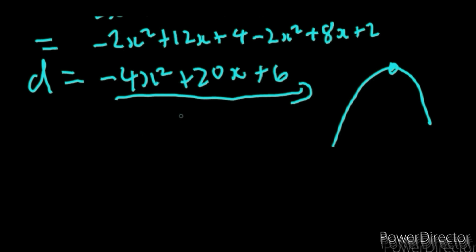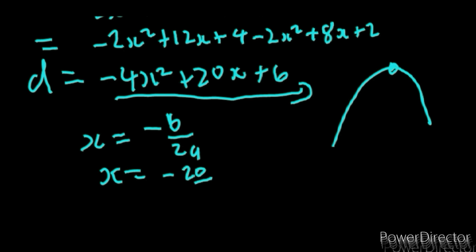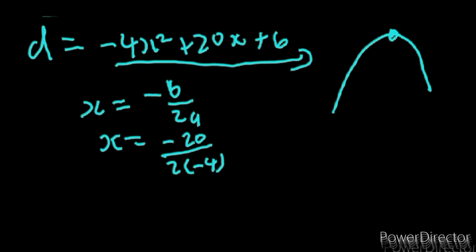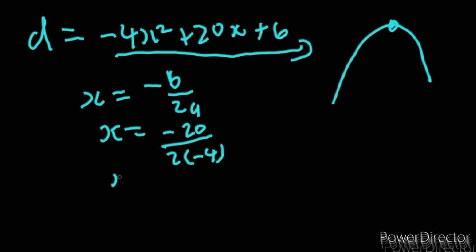So for the first method, you just have to find the x value of the turning point as normal. We know that in a parabola, the x value of the turning point is minus b over 2a. So then x is equal to minus, so what is our b? Our b is 20, over 2a, so 2 times negative 4. And then this will literally give us x equals 10 over 4, I believe, which is actually 5 over 2.